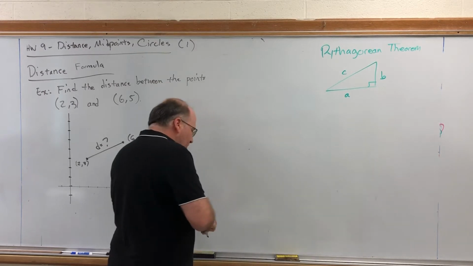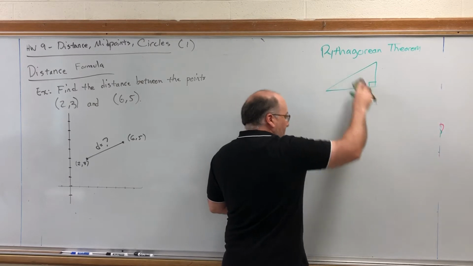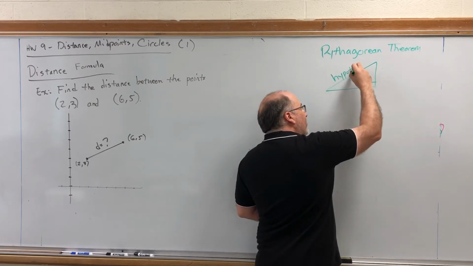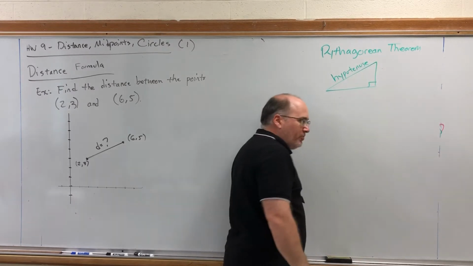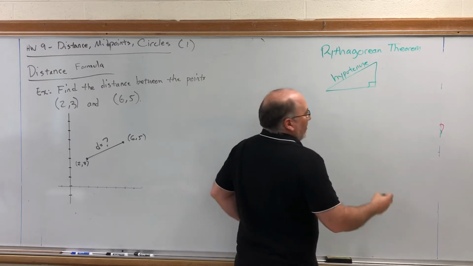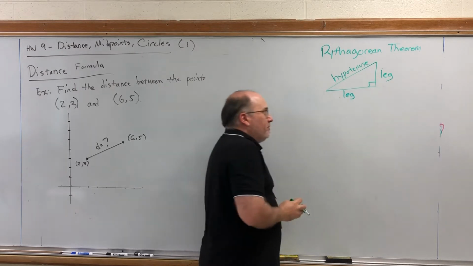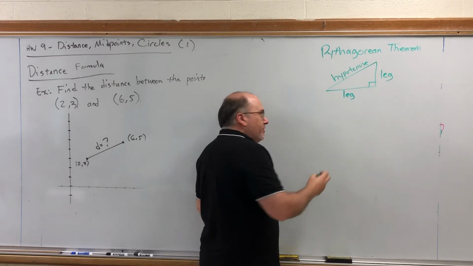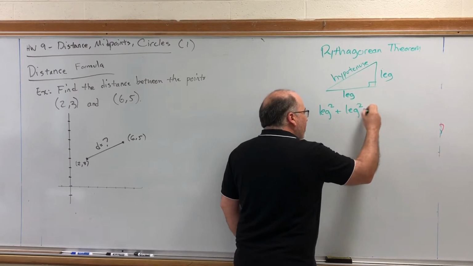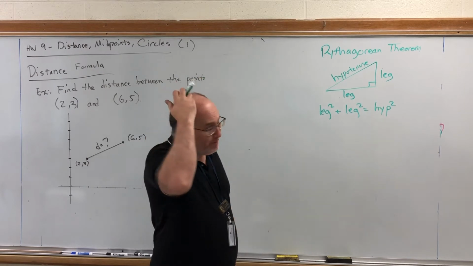I prefer something much more descriptive. The longest side of a right triangle is called the hypotenuse. A lot of people tend to remember that. Why? I don't know. You rarely use the word. The other 2 sides of a right triangle are called legs. So to me, the better version of the Pythagorean Theorem is leg squared plus leg squared equals hypotenuse squared, which I'm going to abbreviate HYP.